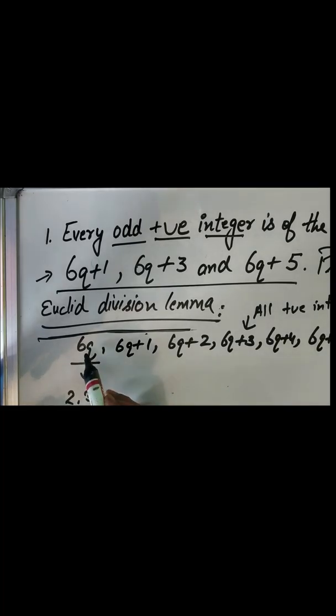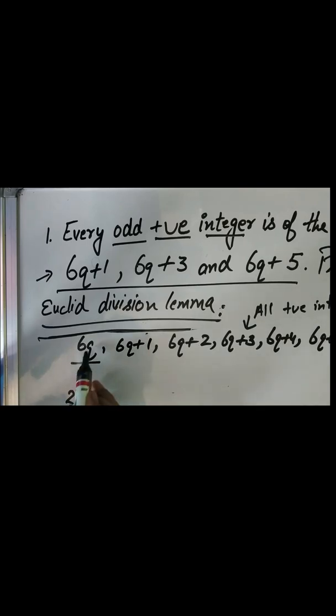So what I'm writing, 6q can be written as 2 into 3q, means all the numbers which are divisible by 6, they are divisible by 2 also. No? If you want to divide, they will be divisible by 2. So the factorization of 6q is 2 into 3q. That means 6q will be divisible by 2. That means it's not an odd number. This is an even number.